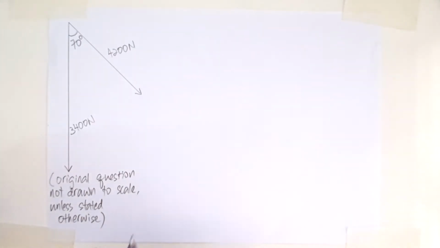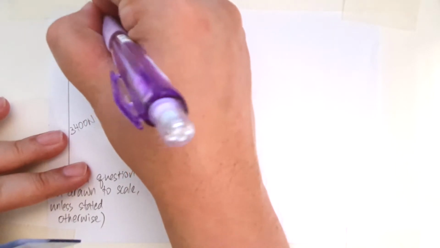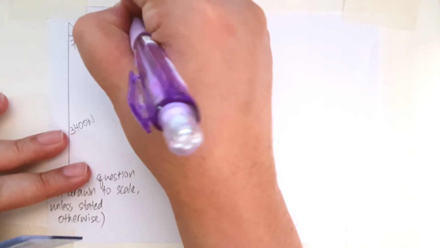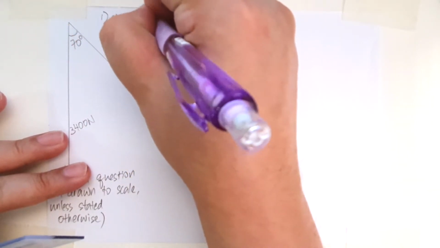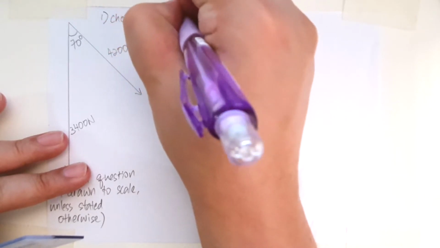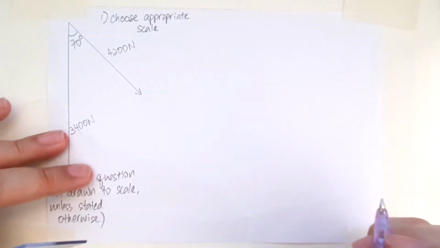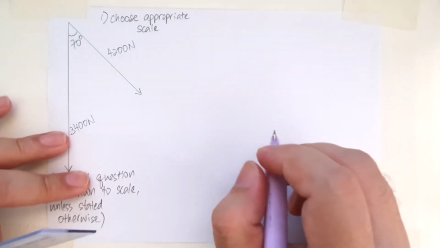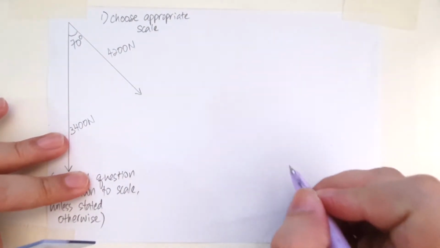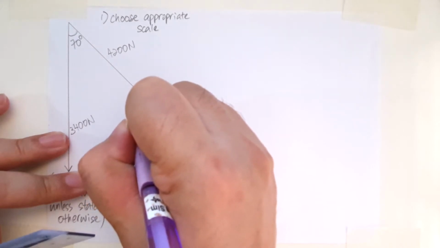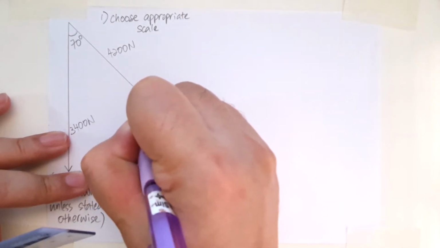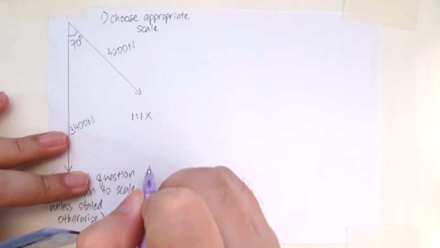Now first, you have to choose an appropriate scale. There's no specific way to tell you how to choose an appropriate scale. You just have to go by trial and error, as I'm showing you right now. 1:1, that means 1 cm represents 1 Newton. It's not possible because I cannot draw 4,200 centimeters here.